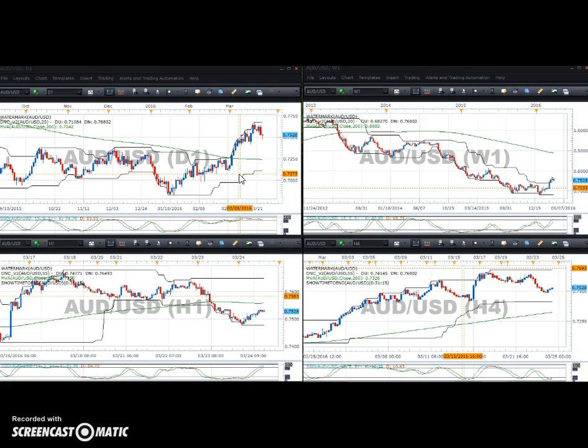Point being here, on both my longer term charts that I look at, we're in an uptrend on the Aussie US dollar. That being said, I'm looking for places to get into the trade going long. One that I would see on the 4-hour chart is, again, here, set a price alarm at roughly 0.7680. Come look at the situation, see what's going on.